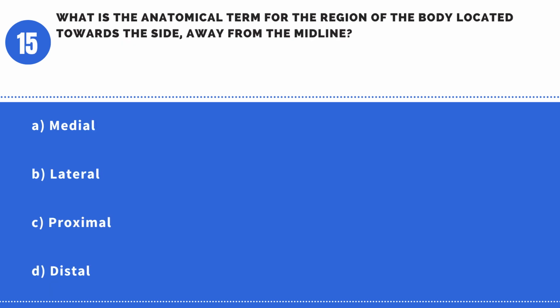Question 15. What is the anatomical term for the region of the body located towards the side, away from the midline? A. Medial. B. Lateral. C. Proximal. D. Distal.